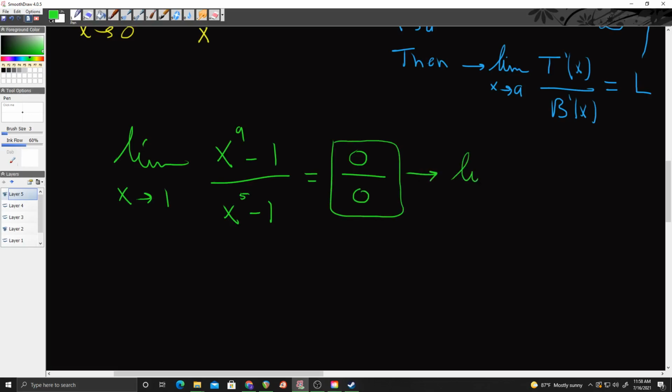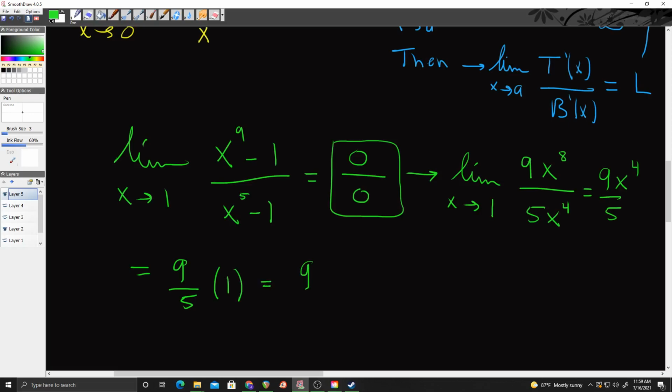Therefore, we can evaluate this limit where we take the derivative of the top and the derivative of the bottom. The derivative of x to the 9 minus 1 is just going to be 9x to the 8. The derivative of x to the 5 is just going to be 5x to the 4, and the derivative of 1, of course, is going to be nothing. And now we can simplify here. We're going to get 9 over 5 and then x to the power 8 minus 4, which is 4. Now, if we plug in 1, we're going to get 9 over 5 times 1 to the 4th, which is just 1, and we just get 9 over 5.